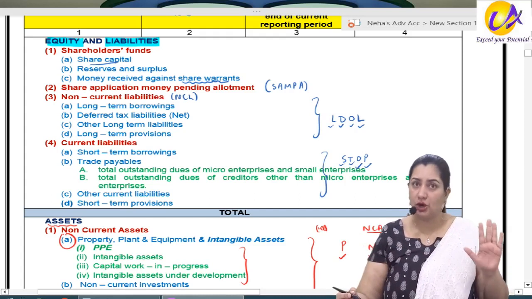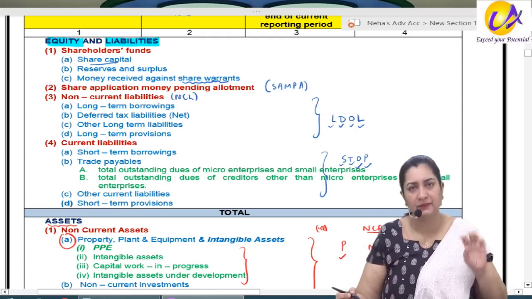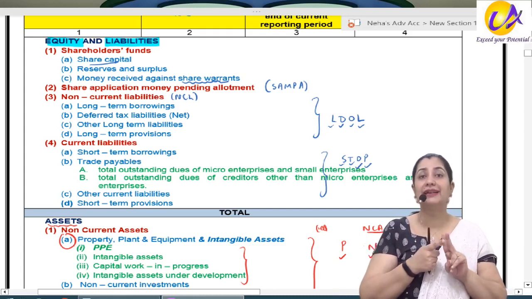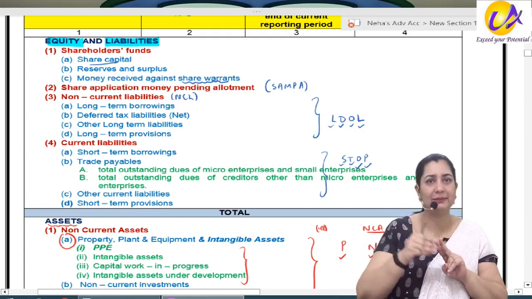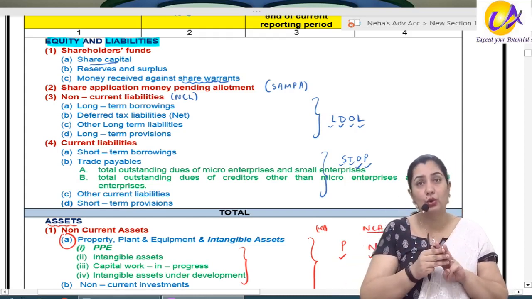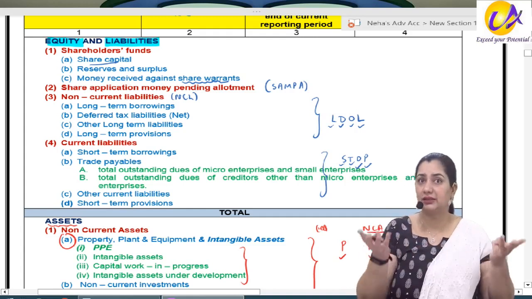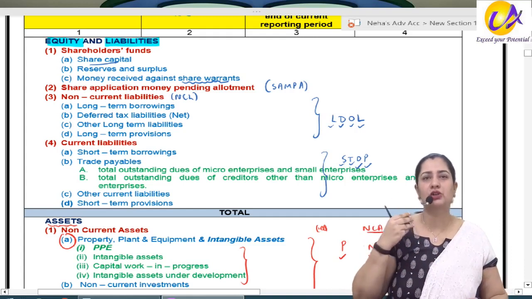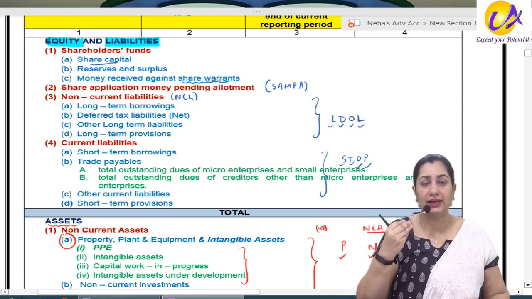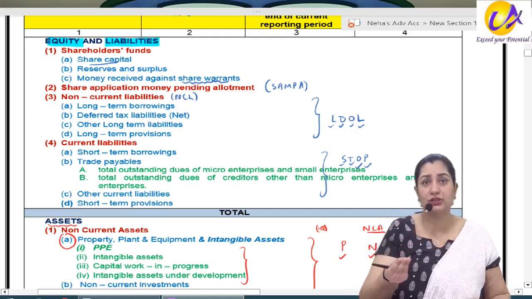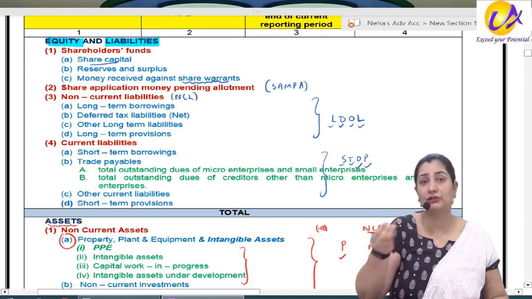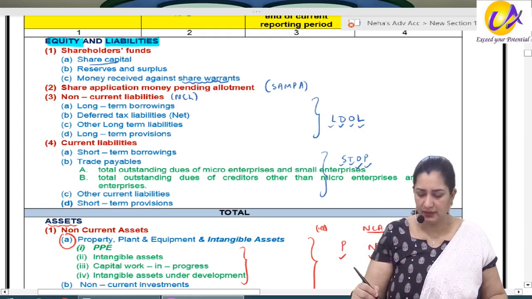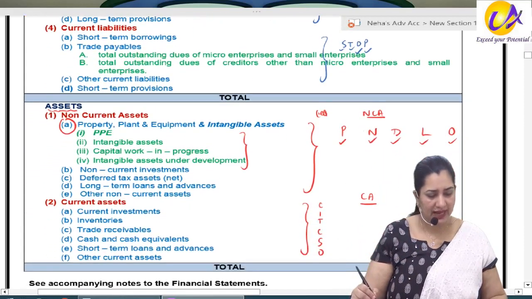Then we have got STOP. Stop what? Current liabilities. So four current liabilities. One, S, that is short-term borrowings. T, trade payables, like my creditors and bills payable. O stands for others again. And P is your short-term provisions, like provision for tax will be coming here. Any kind of short-term provision, mainly provision for tax, provision for employee benefits, etc. will be coming here. The short-term ones.